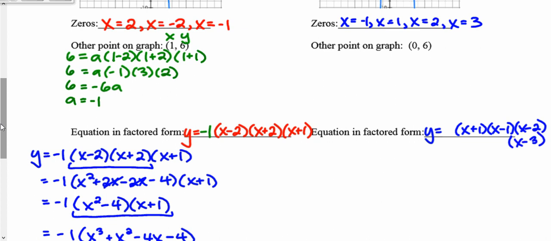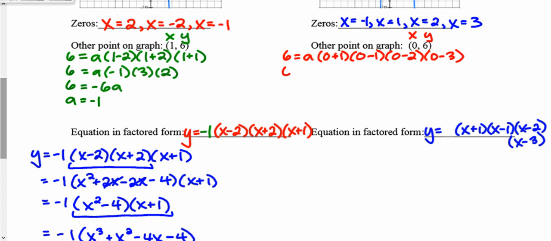Now, in order to be able to find that a value, I'm going to have to use this other point on the graph, this x, y coordinate. I'm going to plug in a 6 for y. And remember, we put an a because we don't know what that leading coefficient is. You can call it anything, but a is usually what it's called. And then I'm going to replace all of the x's that I've just written with zeros. So that would be 0 plus 1, 0 minus 1, 0 minus 2, and 0 minus 3.